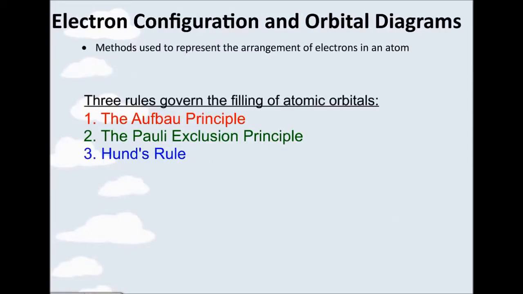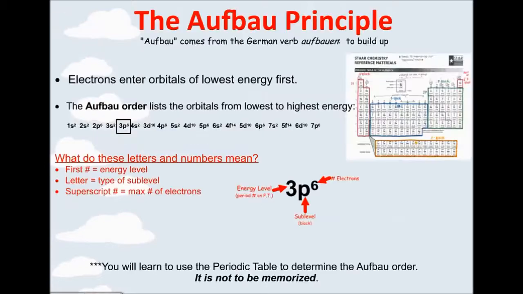Electron configuration and orbital diagrams. These are two things I want you to be able to do for me. They're methods used to represent the arrangement of electrons in an atom. There are 3 rules: the Aufbau Principle, Pauli Exclusion Principle, and Hund's rule. We're going to learn about what those are. The Aufbau Principle comes from the German verb aufbauen, which means to build up.